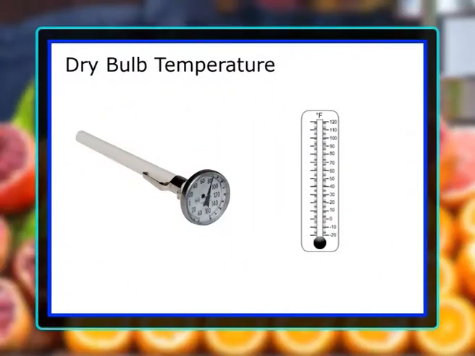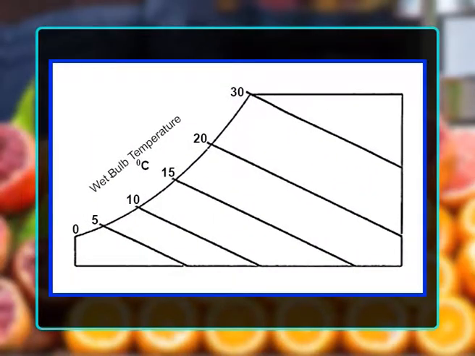The temperature measured by a dry thermometer immersed in a vapor gas mixture is called dry bulb temperature. If the thermometer is surrounded by a wet cloth, heat is removed by the evaporation of the water from the cloth. As a result, the temperature of the thermometer falls, and this lower temperature is called wet bulb temperature. Now let us discuss the mechanism of drying.